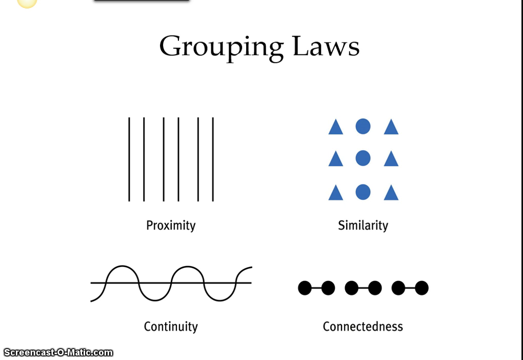And finally, the figure at the bottom right is an example of connectedness. So we perceive things as a single unit, not as a dot, a little horizontal line, another dot, a space, a dot, a horizontal line, dot, etc. We do not perceive this picture that way. We perceive this picture as 3 barbells, for example.